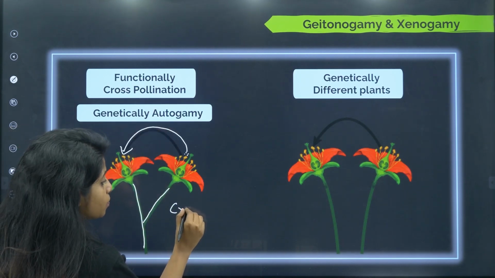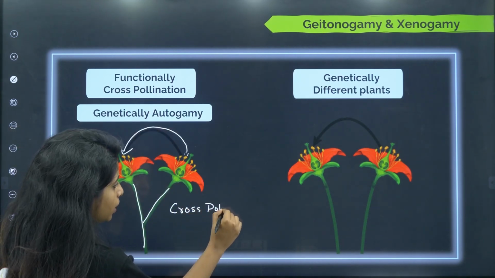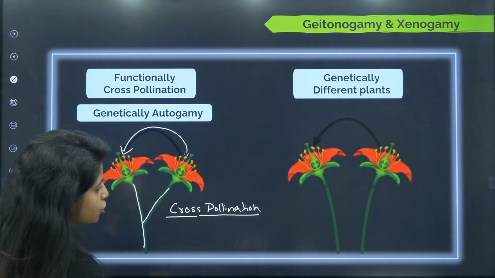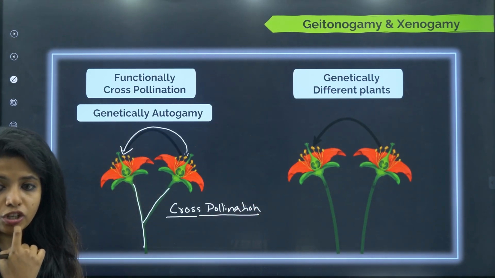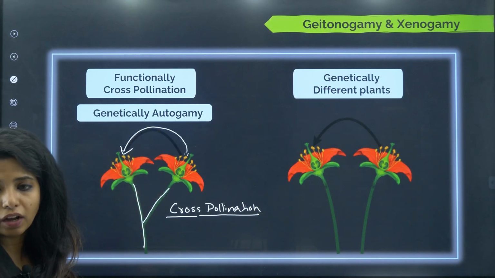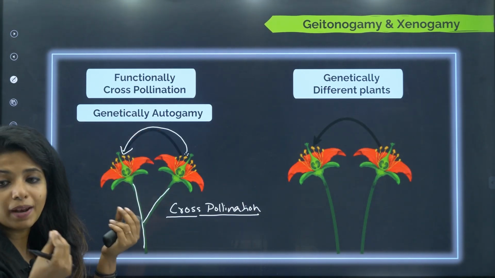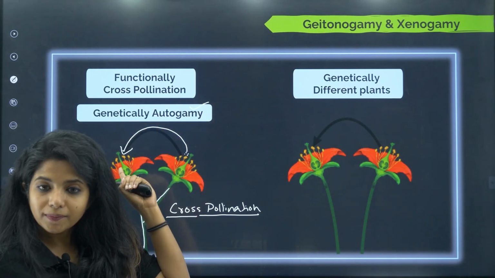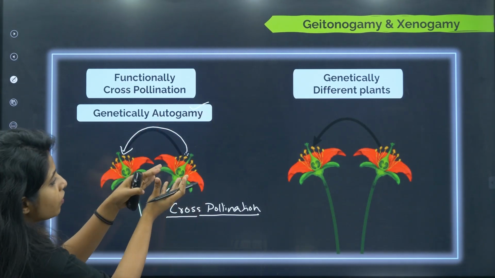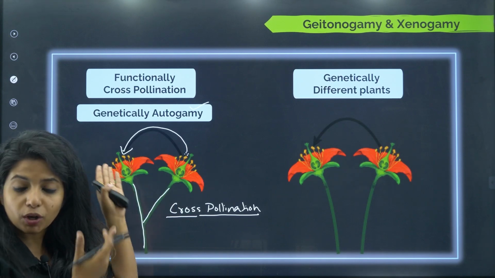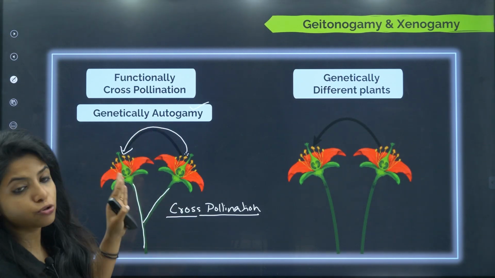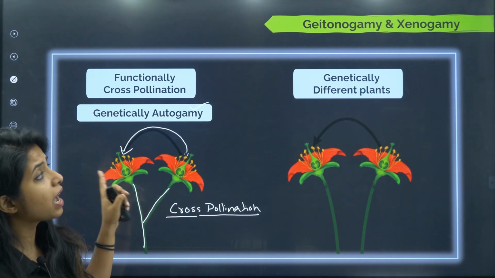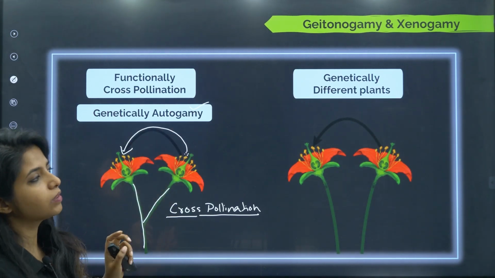Now, can you say it is cross pollination? Since obviously two flowers are involved, I can say it is cross pollination. Functionally it is cross pollination, but if you talk about the genetic nature of the flowers, they are both attached to a single plant. So, genetically, isn't it showing autogamy? Yes, because one flower will have the same genetics as the other flower, since it is of the same plant. So, genetically it will show autogamy, but functionally it is cross pollination. This is what you mean by geitonogamy. We will be talking about all of them in detail.